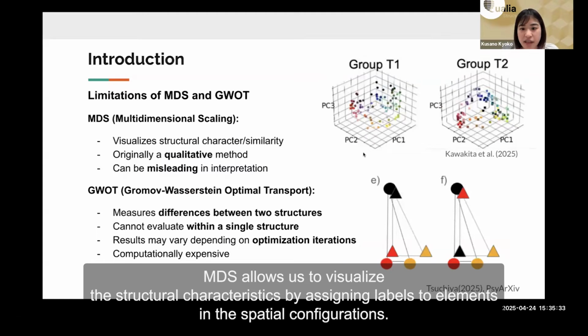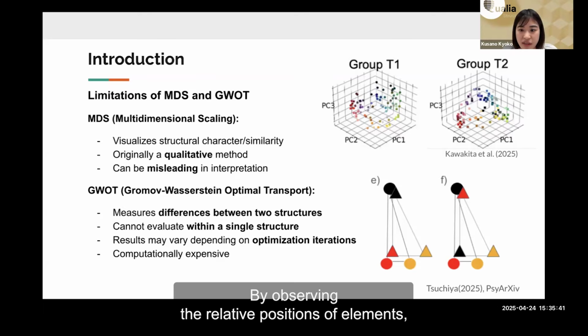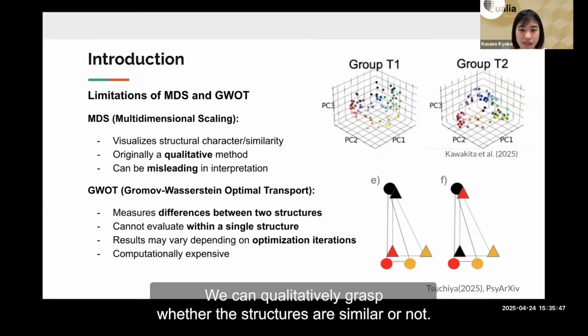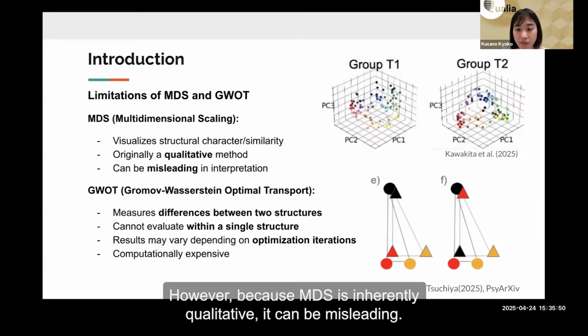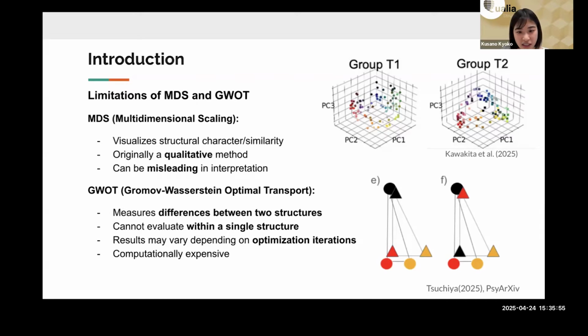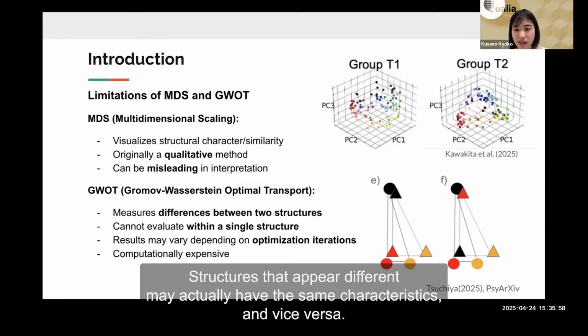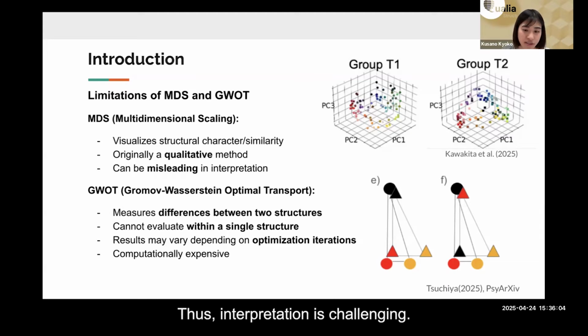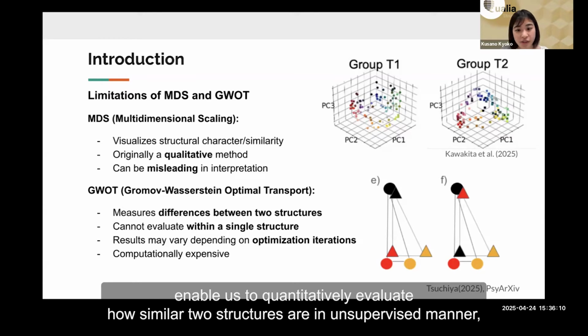MDS allows us to visualize the structural characteristics by assigning labels to elements in a spatial configuration. By observing the relative positions of elements, we can qualitatively grasp whether the structures are similar or not. However, because MDS is inherently qualitative, it can be misleading. Structures that appear different may actually have the same characteristics and vice versa. Thus, interpretation is challenging.